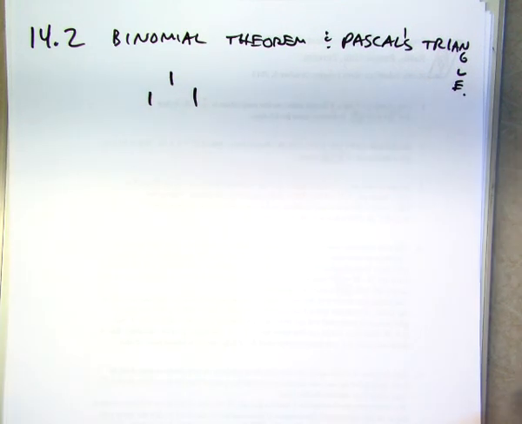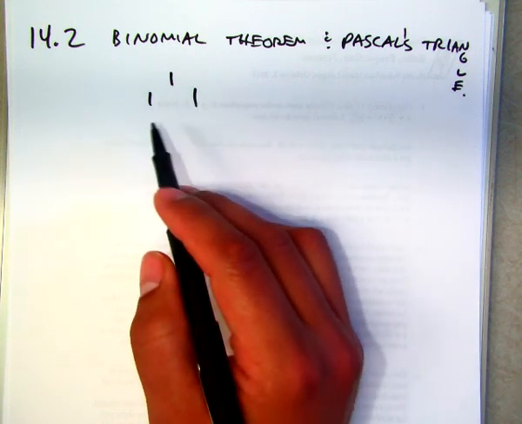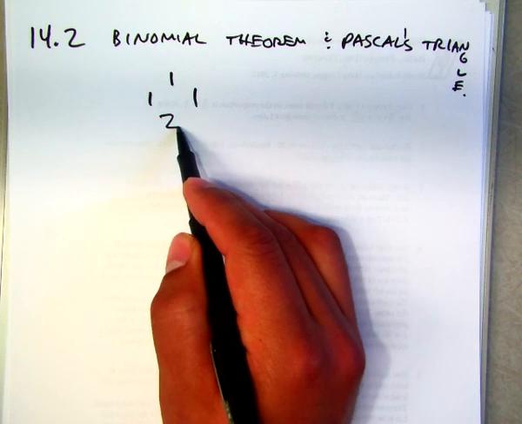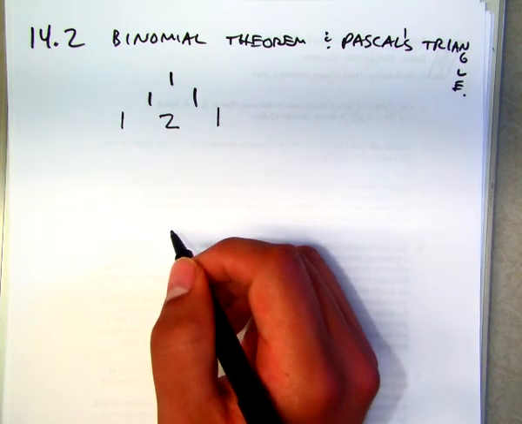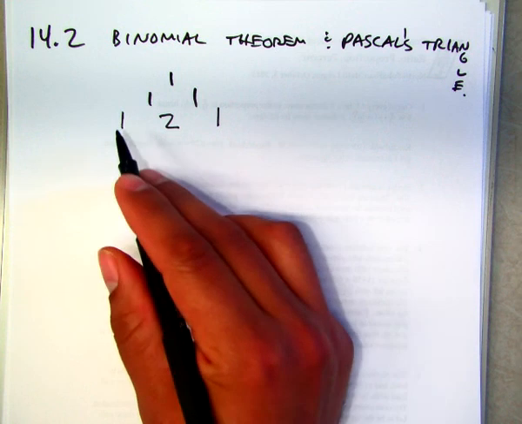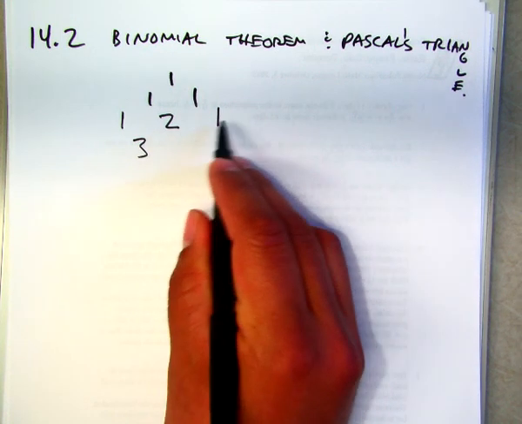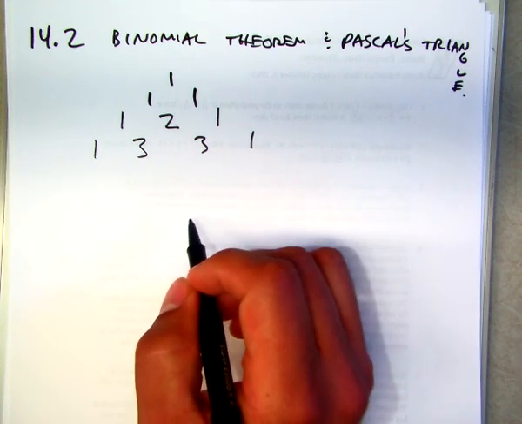And here's the only part that you really have to memorize. Top row is a 1, middle row are 2 ones. To get the next row, you add 1 and 1 together, which makes 2. You put it down in between, and you always put 1s on the outside. And then you add 1 and 2 together, which makes 3. 2 and 1 make 3, and you always put 1s on the outside. You kind of see how that works?